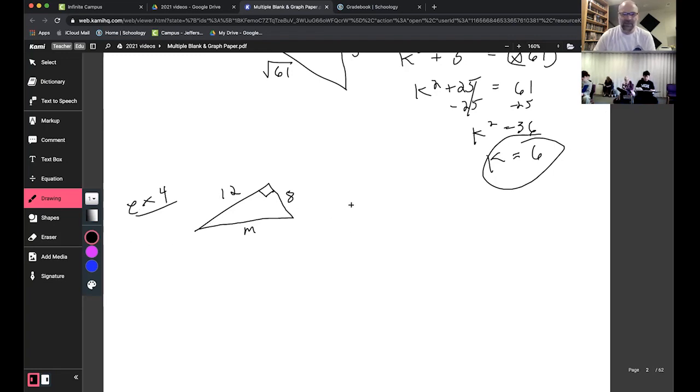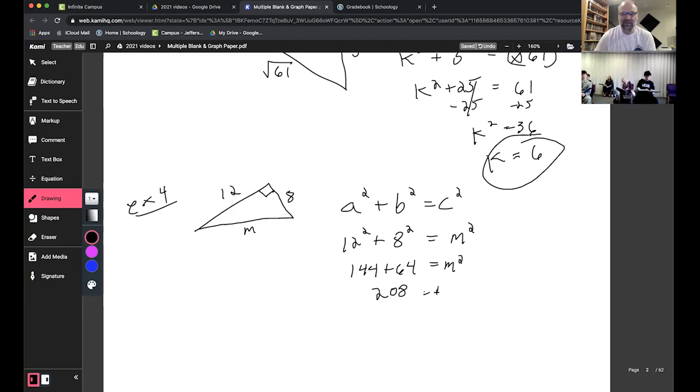So let's catch up with Elkin here real quick. A squared plus b squared equals c squared. They give us the two legs. So I'm going to say 12 squared plus 8 squared. And we have to find the hypotenuse. So 144 plus 64 is 208. So m equals the square root of 208. Well, 16 goes in there. So it's the square root of 16 times the square root of 13.